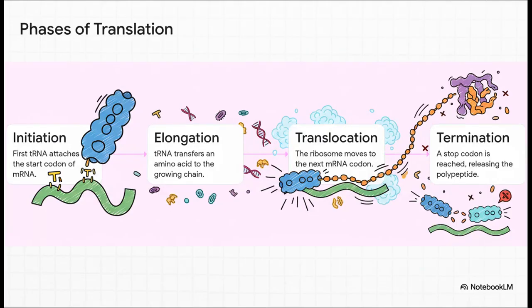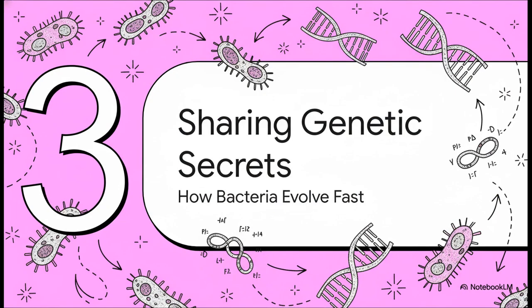We can break translation down into 4 key phases. It all kicks off with initiation. Then, the real work happens during elongation and translocation, as the protein chain gets built. And it all wraps up with termination, when a stop signal is hit and the finished protein is released to go do its job. And now for our final section.